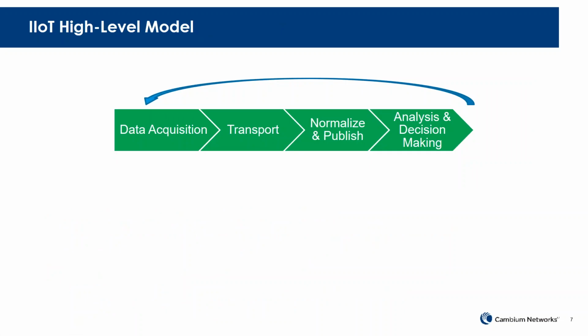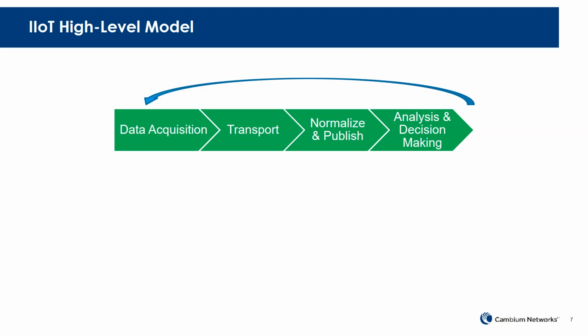So at a high level, when we talk about IIoT, we're looking at how Cambium fits into this. We're really looking at the IIoT high-level model as these 4 phases. You've got data acquisition on the left. That's talking to sensors, and that's where you're going to be converting a physical parameter like a temperature or pressure into current or voltage, and then packetizing that and sending it over a network.